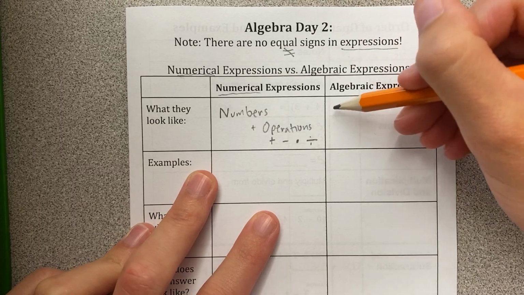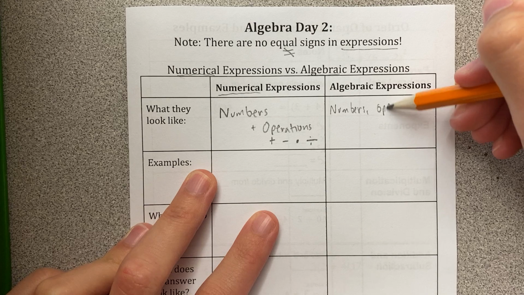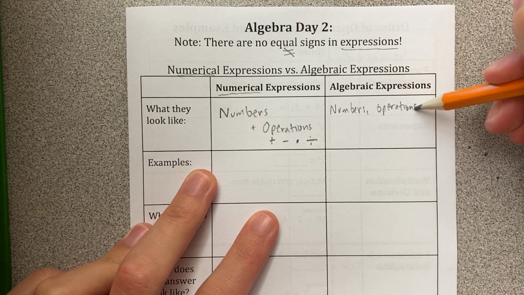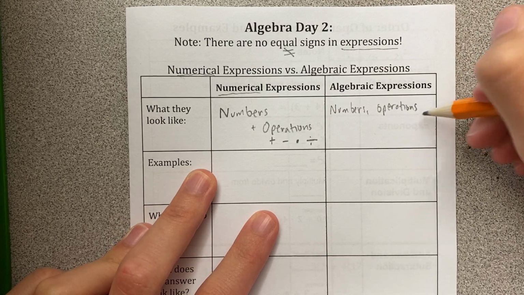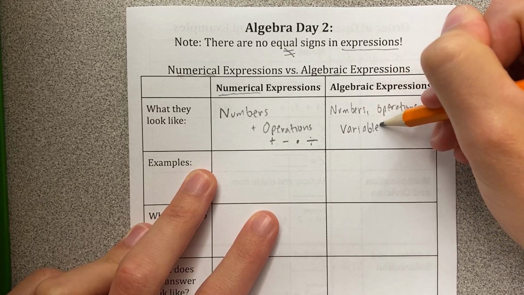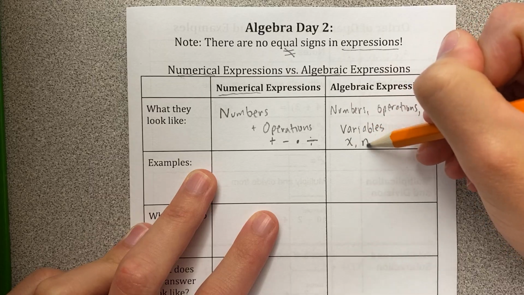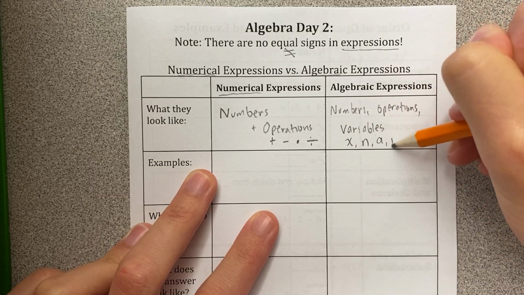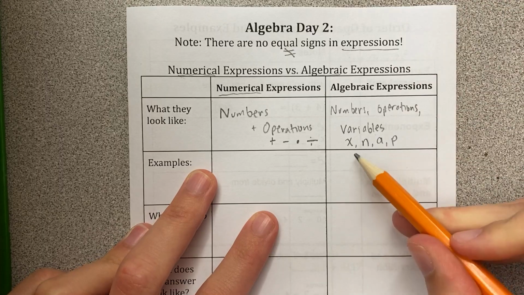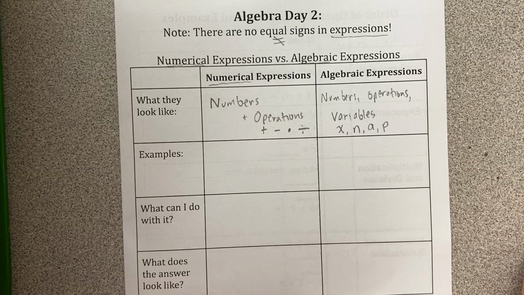In algebraic expressions, there's numbers, there's also operations, and here's the big difference. There's also variables. Variables are letters, like X is very common. Sometimes we use N, sometimes we use A, sometimes we use P. Doesn't matter what letter we use, but it's used to represent a number that we don't know, or sometimes a number that's changing.